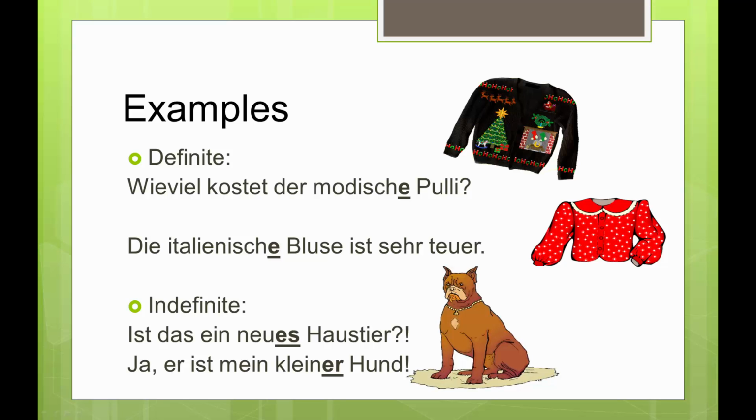And with the indefinite article, ist das ein neues Haustier? It's a das Tier, so we have the ES on the end of the adjective. Ja, ist mein kleiner Hund. Mein, again, not indicating that the Hund is masculine, so the ER comes at the end of klein.